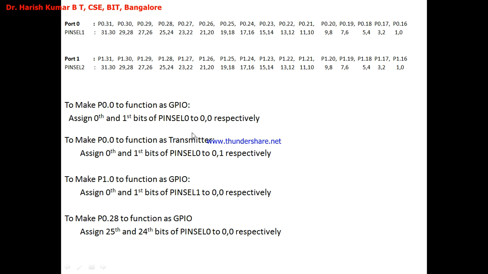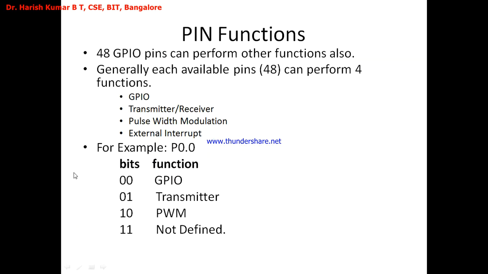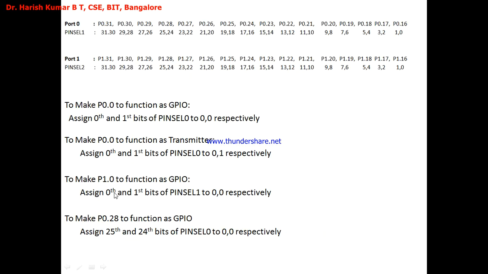So that time you have to assign the 0th and the first bit of PINSEL 0 to 0, 1 respectively. That means the 0th bit you have to make it as 0 and the first bit you have to make it as 1 respectively. That is what I showed you here. See here, to make P0.0 operate as the transmitter, I have to make it as 0, 1.